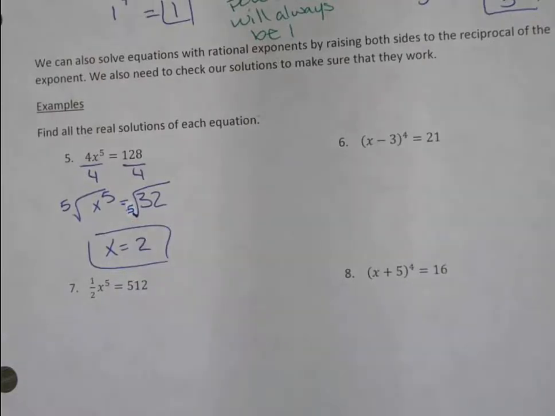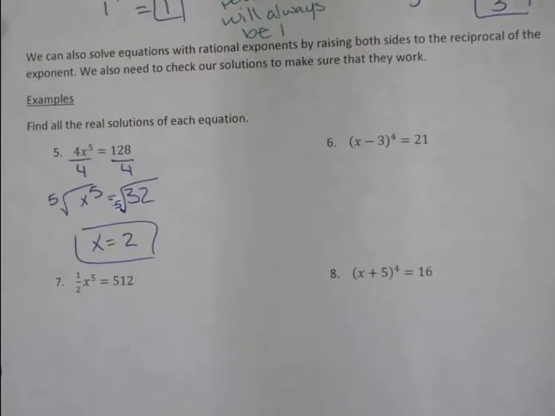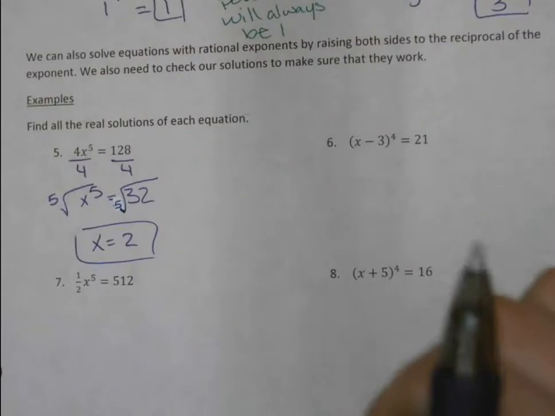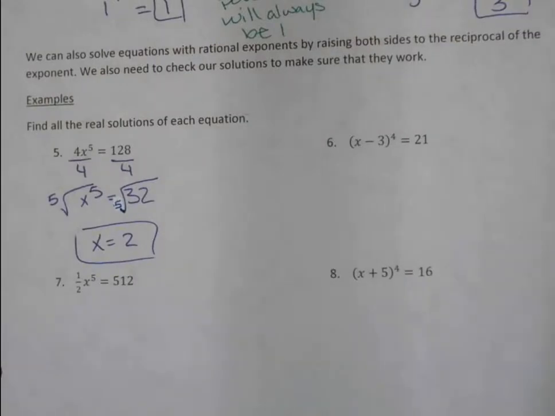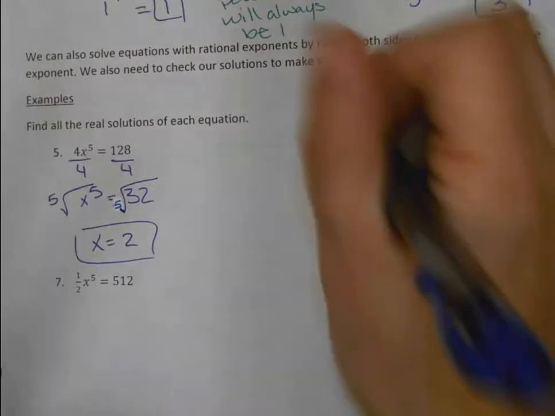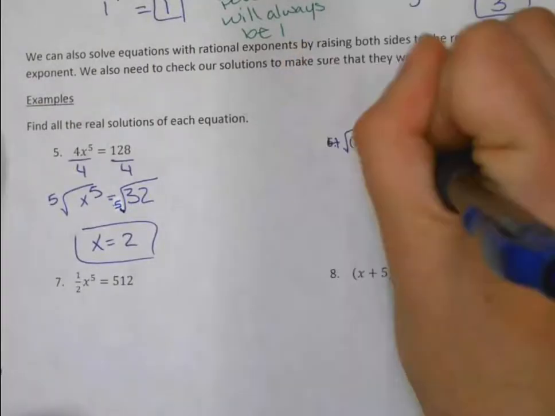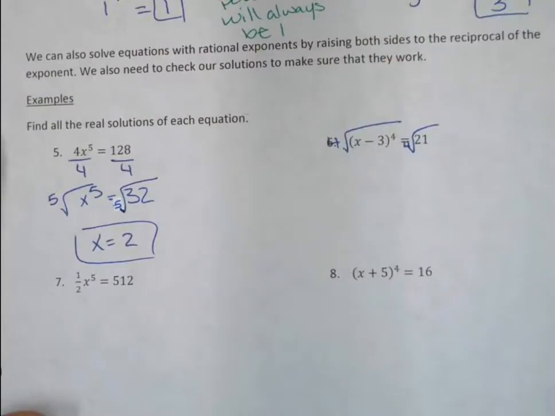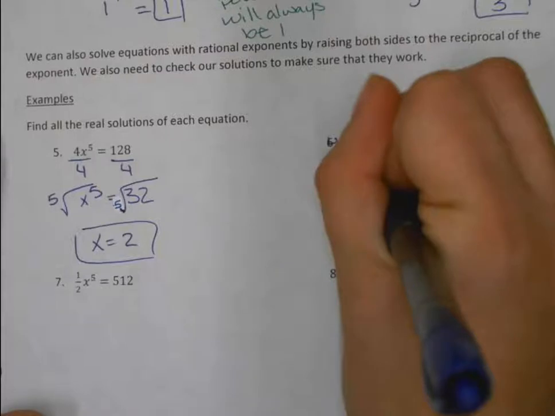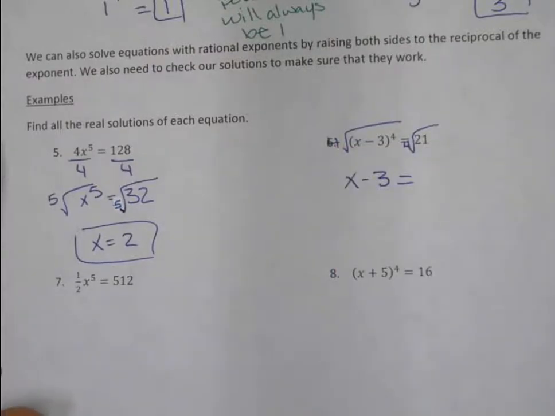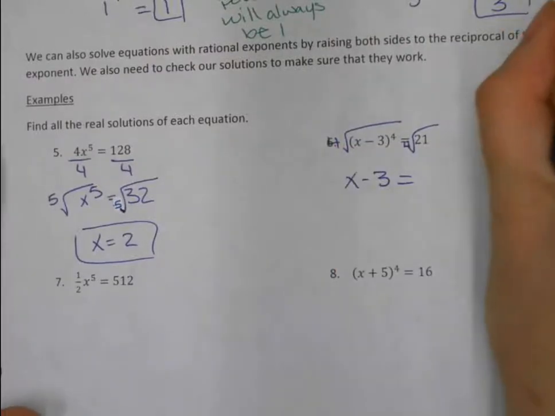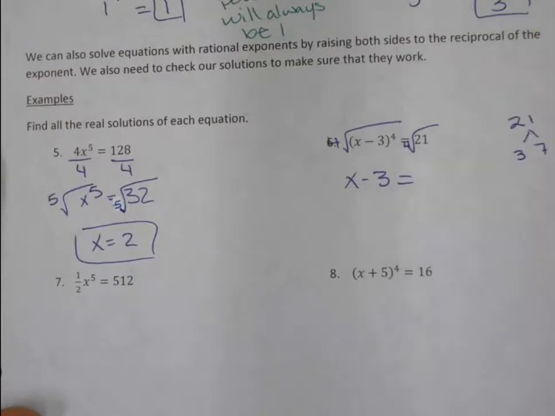Okay, so on number 6, what I'm going to do first here, because it's all raised to an exponent, is undo the exponent first. So then I have x minus 3 on the left, 21. The only factors are 3 and 7.